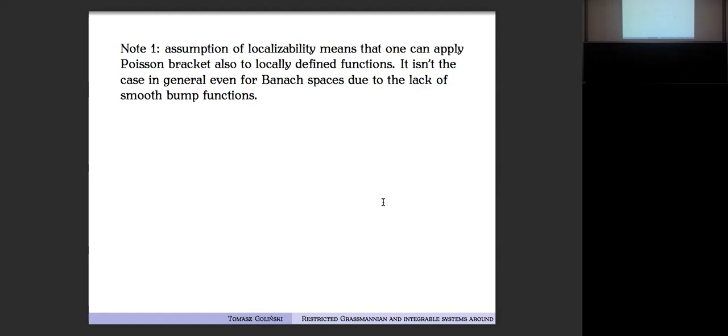But the weak point of what I'm saying is that I never saw an example of a Poisson bracket on a Banach manifold which would not be local. I don't know if it's possible, maybe somebody knows. There are, of course, some non-local brackets, but in a more general, less formal sense. I don't know if it is possible to write them down in a Banach context.